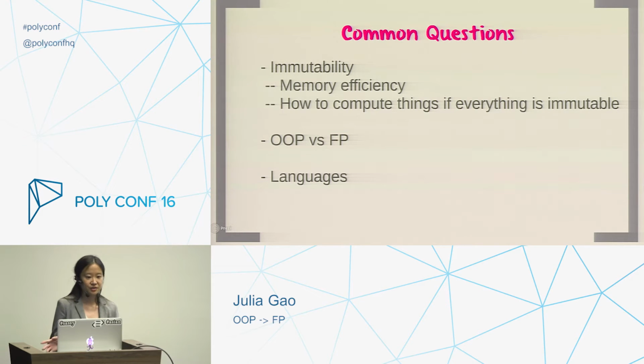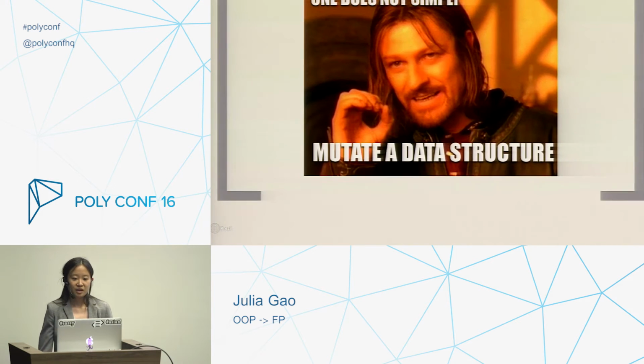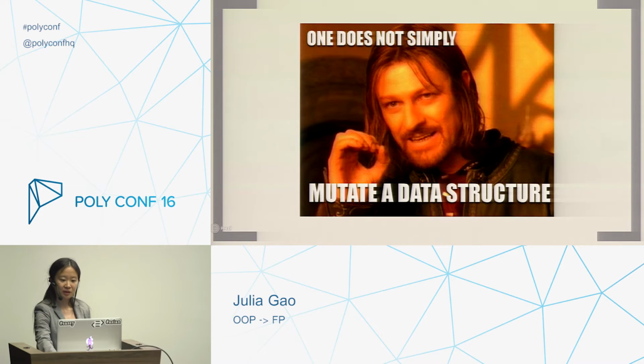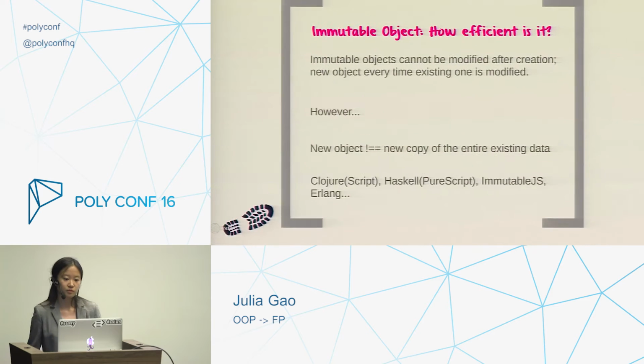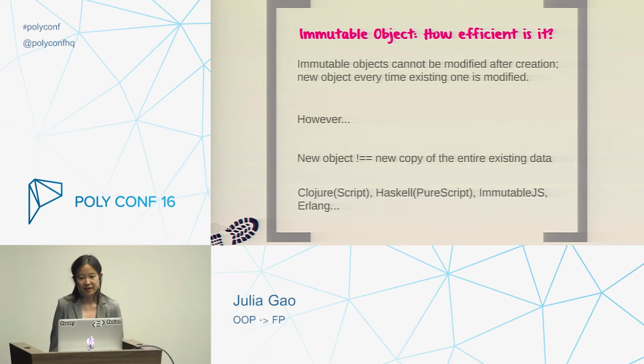So now I want you to imagine you sitting in your office or at home doing your Java apps or whatever, and then you heard about functional programming. You're like, okay, this is pretty cool. I'm going to do some search about it. And one of the reasons that we don't like mutable stuff is, of course, because he says so. One does not simply mutate a data structure. But more importantly, when we first encounter functional programming concepts, one of the major things is immutable objects.